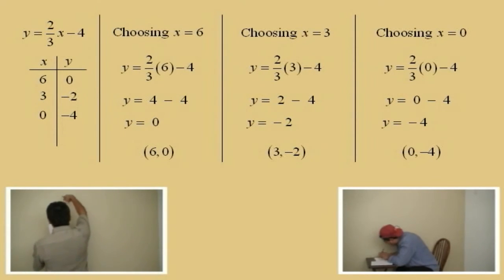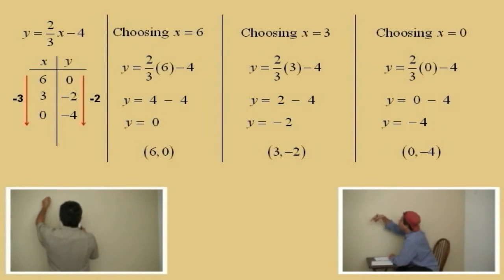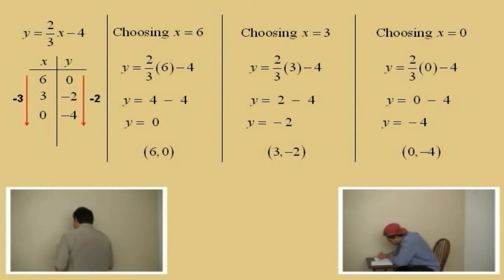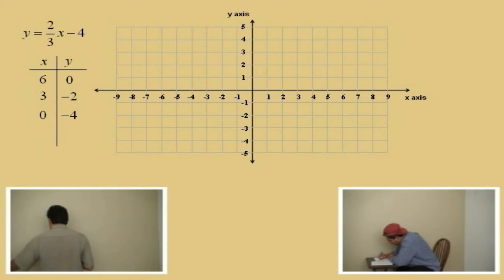Now, once again, we'll notice our pattern in our table. Notice the x values are decreasing by 3's, and the y values are decreasing by 2's, okay? That's, again, we're seeing that pattern called slope of a line. We'll talk more about that later again. Okay, now all we have to do is plot our line, and we'll be done here.